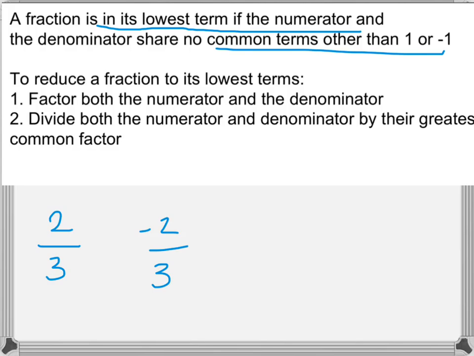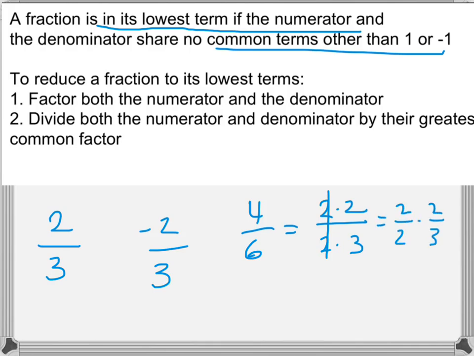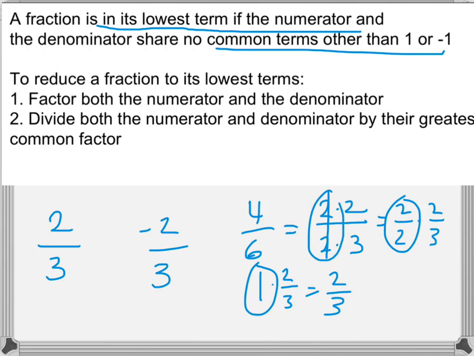Now, something like 4 over 6, however, would share a factor of 2. So I can rewrite 4 as 2 times 2, and I can rewrite 6 as 2 times 3, and here I can cancel out that 2 over 2. The worked out solution would be, I can rewrite this as 2 over 2 times 2 over 3, but 2 over 2 is just 1. So I'd be left with 1 times 2 over 3, which is just 2 over 3. That's why you're allowed to cancel, because that becomes a 1. So basically, you're eliminating any factors that are the same in the numerator and the denominator.